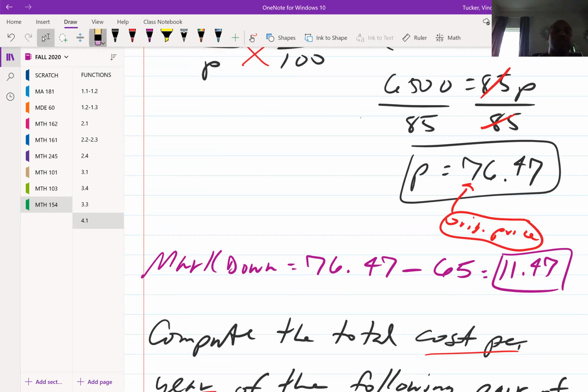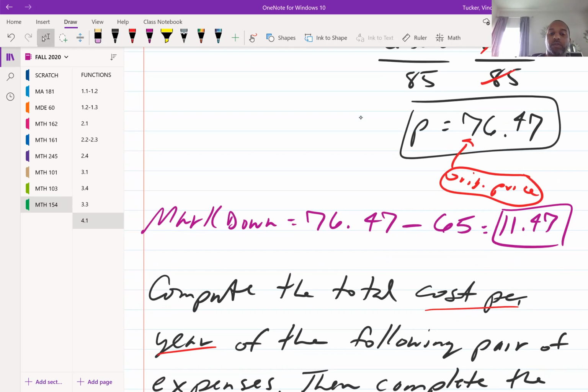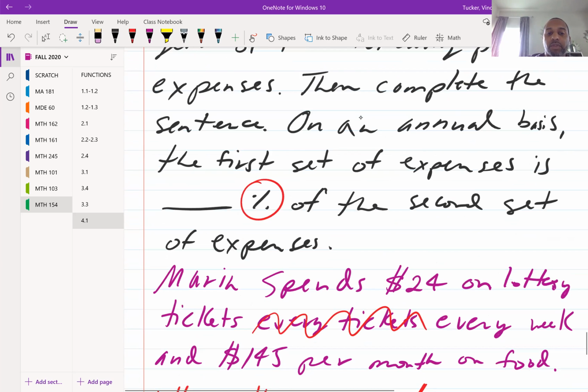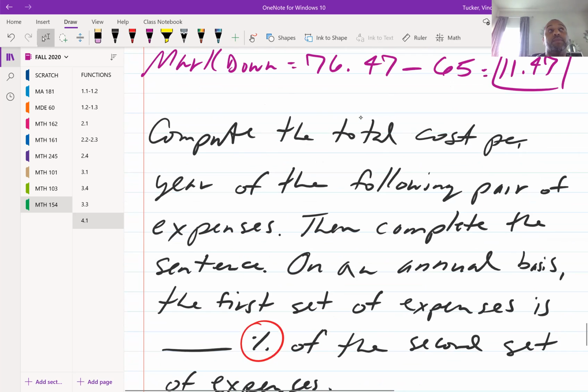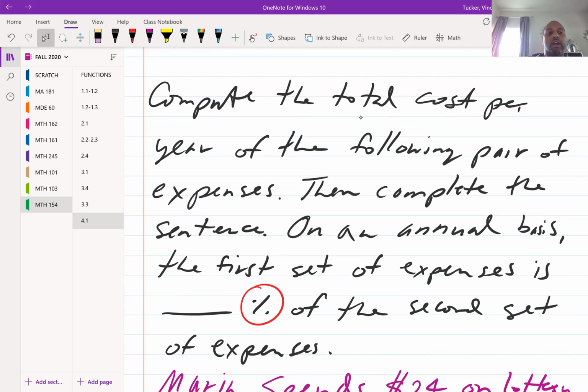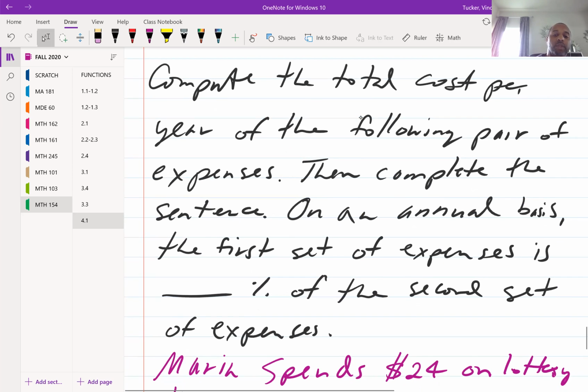All right. So the next one, I think this is the last one. Because there are only 8 problems in this homework assignment, and like 3 or 4 of them are just like this one. So compute the total cost per year of the following pair of expenses, then complete the sentence. On an annual basis, the first set of expenses is blank percent of the second set of expenses. So I'll let you copy that, and I'll scroll up and we'll get to the real problem.